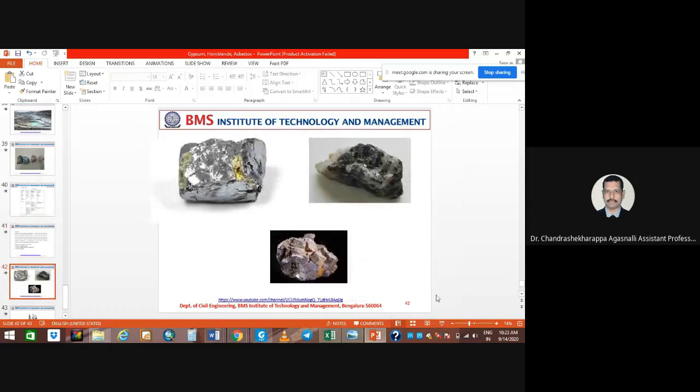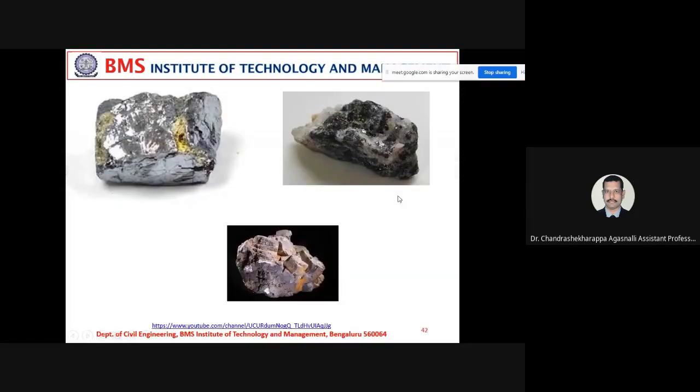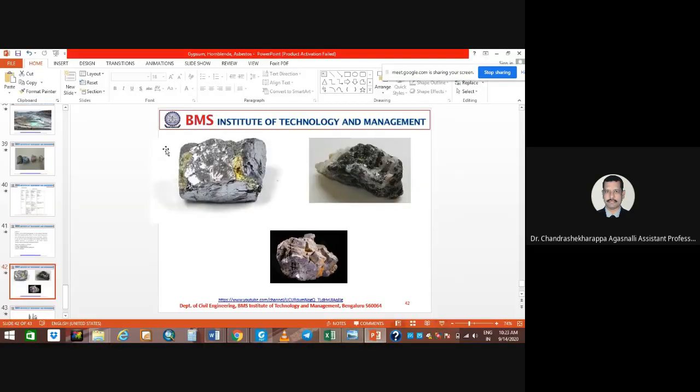Okay, this is how it looks in the field. Lead ore looks like iron ore, but this is one mineral. The volume is very small. When it comes to the weight, it's too heavy, too heavy. This is a typical character of galena. Specific gravity will be high.